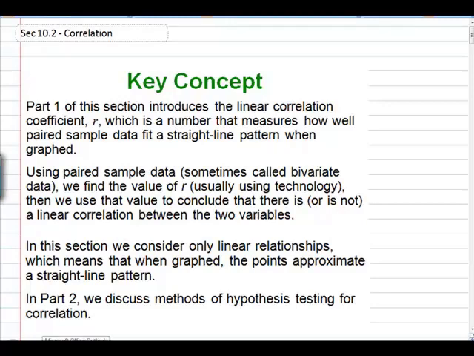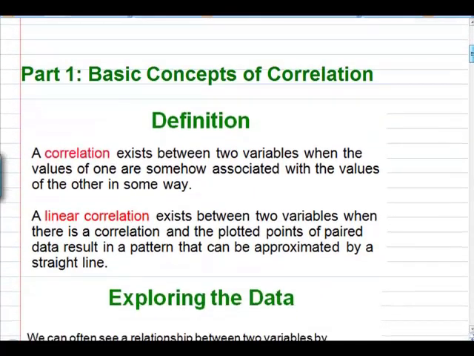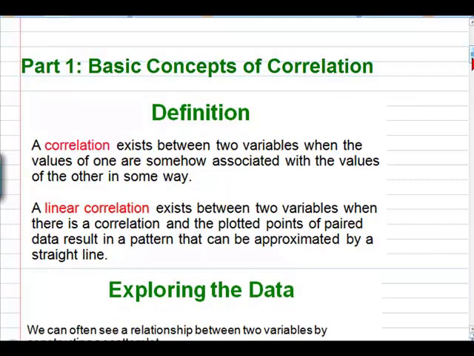Section 10.2 is correlation. Correlation means basically just the relationship between two different sets of data. We're going to consider linear correlation, and there is a linear correlation coefficient R that's a number that measures how well paired sample data fit a straight line pattern when they're graphed. So let's start with the definition of correlation.